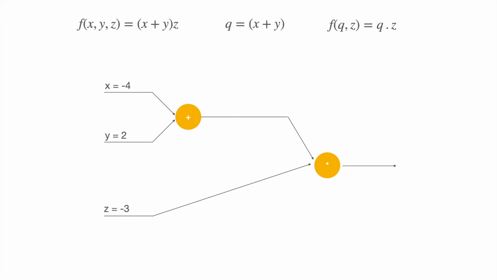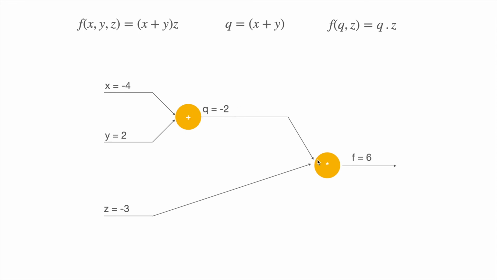Let's look into the same operation through the eyes of a circuit. We have three inputs here, x, y and z, the same values, and we have two gates here. This gate performs the addition operation and this gate performs the multiplication operation. Let's start with this one. This is the intermediate gate q, which performs the addition operation to produce the output -2.